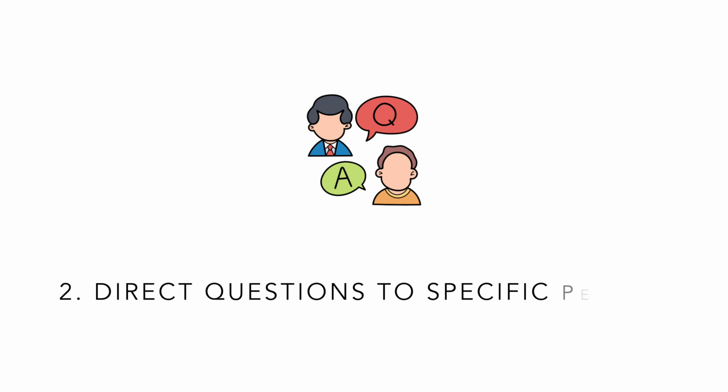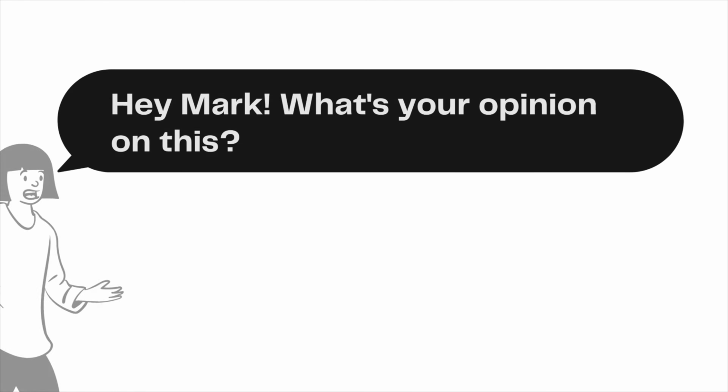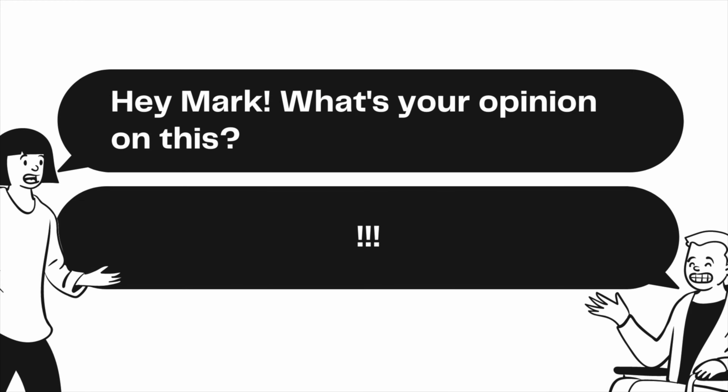Number 2, direct questions to specific people. For example, a question like, "Hey Mark, what's your opinion on this?" Mark being an imaginary person in your team. A question like this would generally result in one of two outcomes. Mark will either tell you that he doesn't really understand what's going on, or he will express the thoughts he was sitting on. Now, you can use the same technique to encourage participation from the silent members of the team.